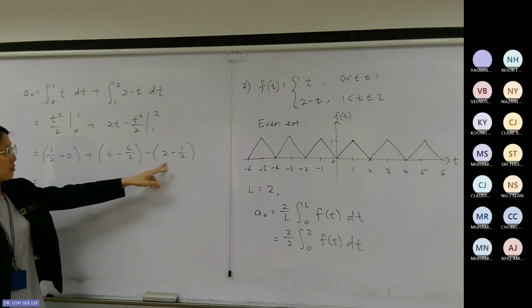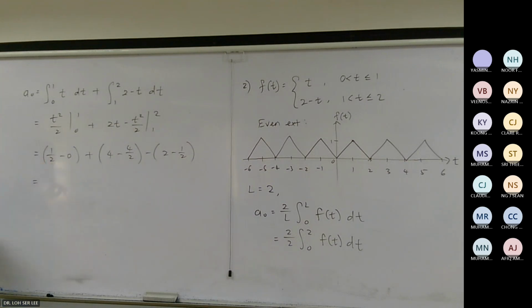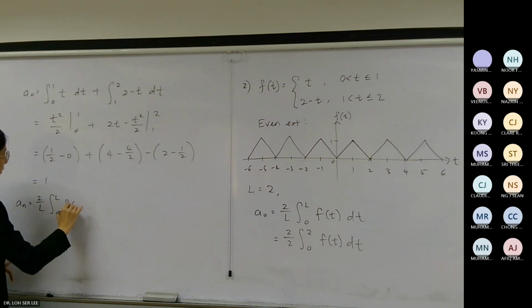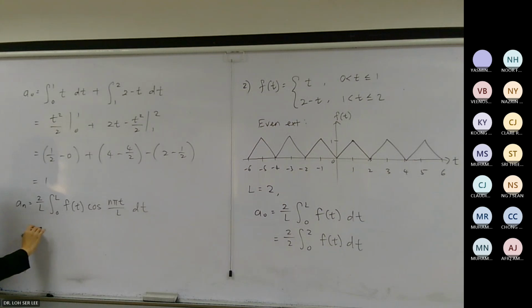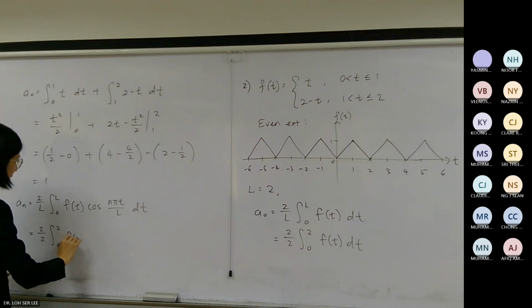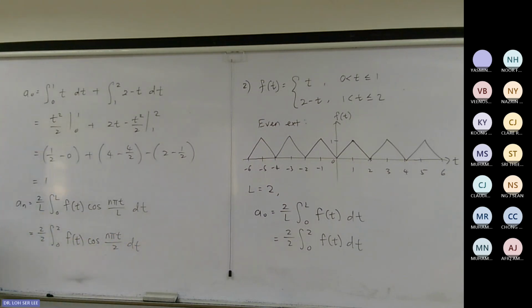Four minus 2, 0. Plus half. That means half plus half, 1. Okay, next, find an. Okay, and for the integration here, L is 2.